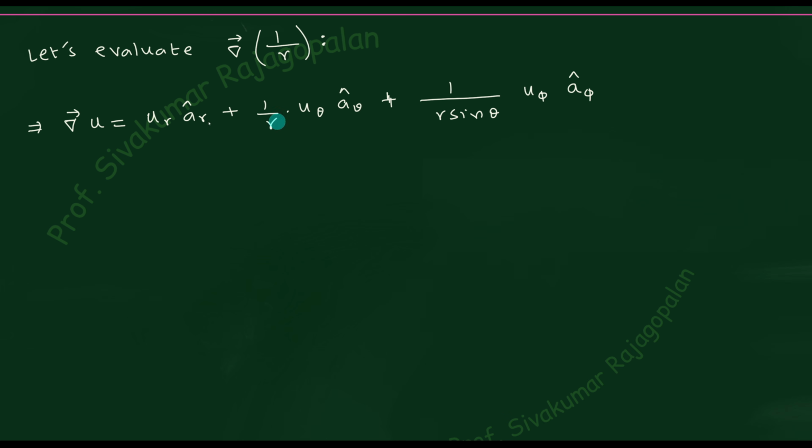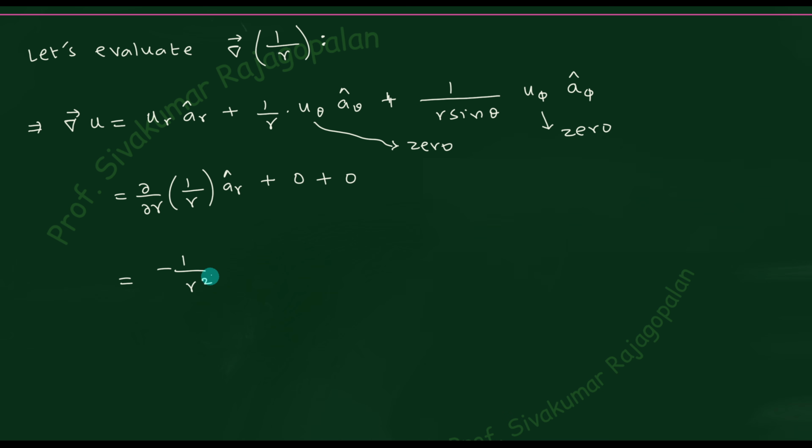Because of this, the evaluation is fairly simple. So we will write down the result now. Take the r derivative of 1 by r, then you put a unit vector, then plus the rest of the terms are 0. And that's it, you got the result. So let me write down the final expression like this.